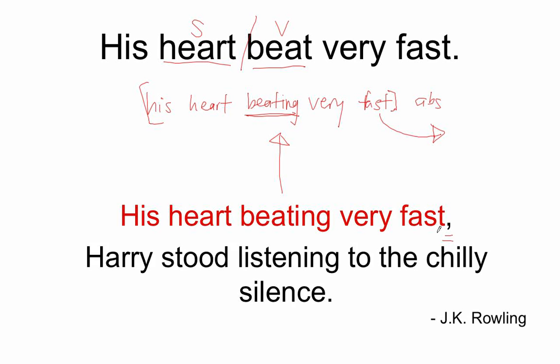Comma, and it attaches to another core sentence, which is "Harry stood listening to the chilly silence." Now, if you're going to take a look at the core sentence, this is your subject, this is your verb, so it is a core sentence, it can stand alone, but your absolute phrase attaches onto this core sentence, making the sentence more embellished. It gives more description to Harry right here. So in effect, an absolute phrase is almost like an adjective. It works to modify your noun or the subject of the sentence.